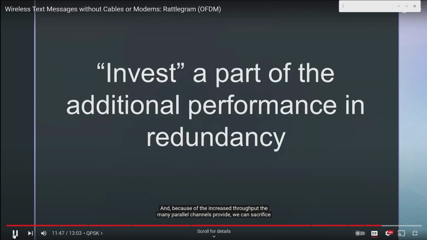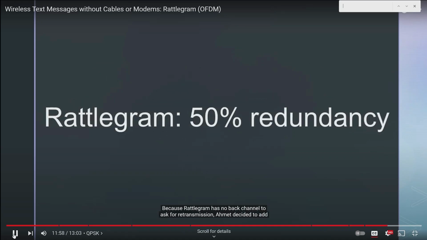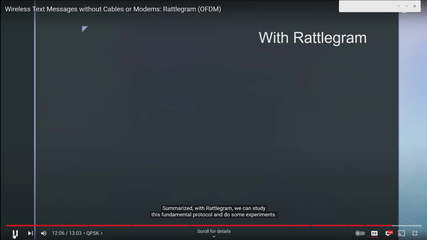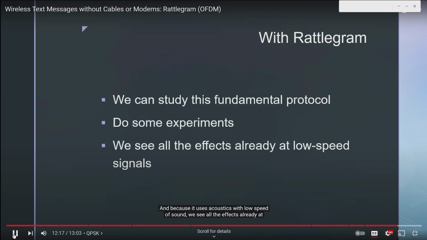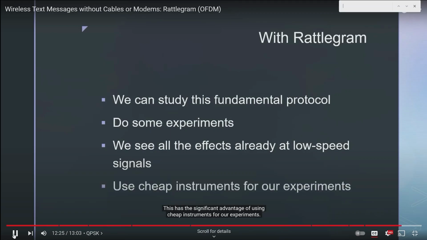And because of the increased throughput the many parallel channels provide, we can sacrifice a part of the additional speed for transmission reliability. Because Rattlegram has no backchannel to ask for retransmission, Ahmed decided to add 50% of redundancy. Summarized, with Rattlegram we can study this fundamental protocol and do some experiments. And because it uses acoustics with low speed of sound, we see all the effects already at low speed signals. This has the significant advantage of using cheap instruments for our experiments.